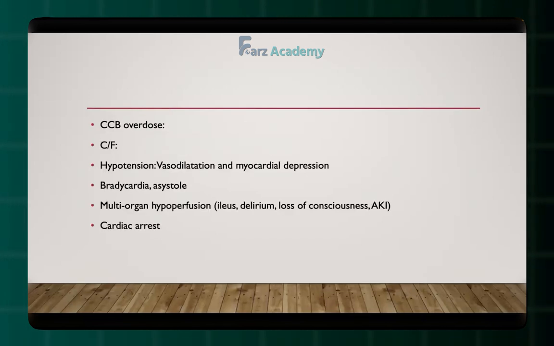What happens in an overdose? So, a patient coming with a calcium channel blocker overdose, the clinical features will include hypotension because of vasodilatation and myocardial depression, arrhythmias like bradycardia and asystole, multi-organ hypoperfusion, which might lead to ileus, delirium, loss of consciousness, AKI, and might also, in very severe cases, present in cardiac arrest.